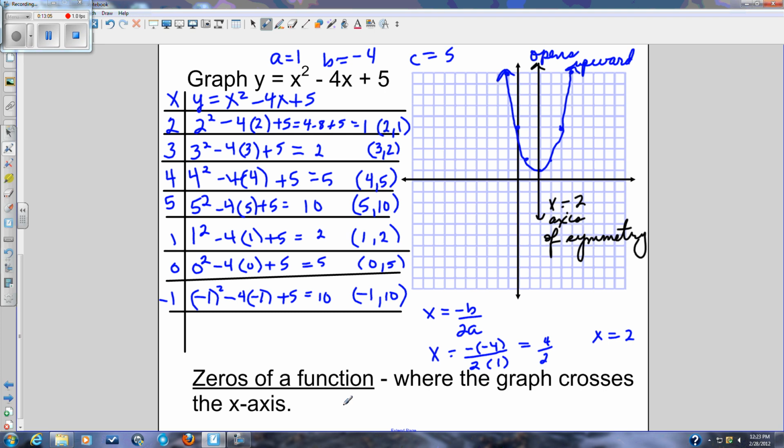One last thing I want to tell you about, the zeros of a function. That's where the graph crosses the x-axis. Now, if you look at this picture, this graph does not cross the x-axis. So we would say that this had no zeros at all. Now let's look at the one that we made up above it.